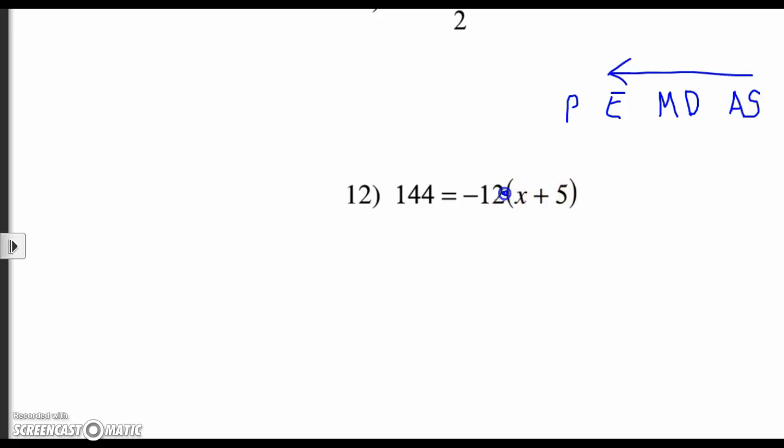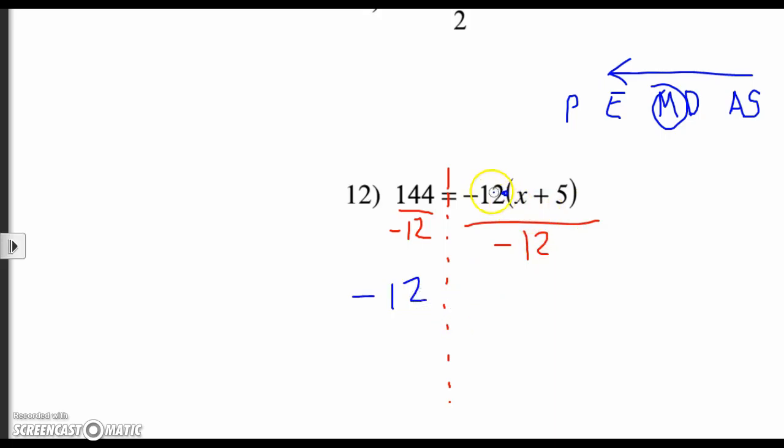So this negative 12 is multiplying the parentheses. Our first operation here to undo is multiplication. So we would divide by negative 12. And I'm going to draw my little line to keep things kind of straight here. Keep my balance. Divide by negative 12. 144 divided by negative 12 is negative 12. My negative 12 and my negative 12 cancel, so I'm left with x plus 5.